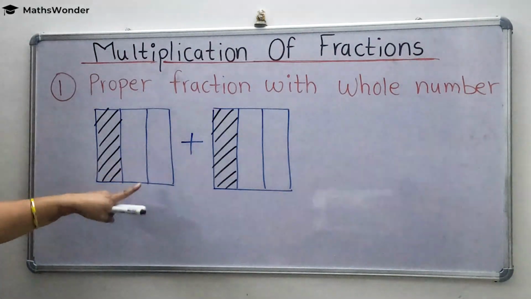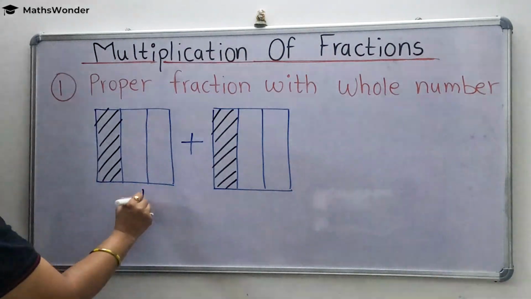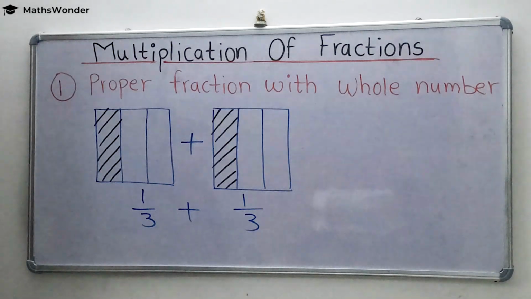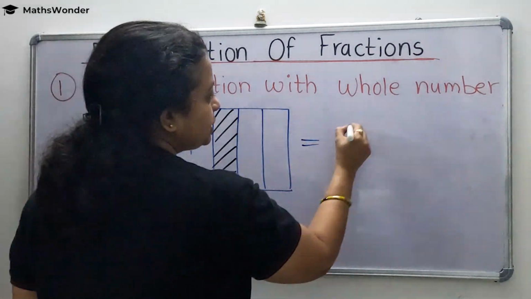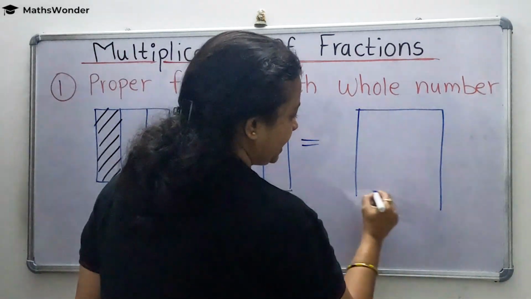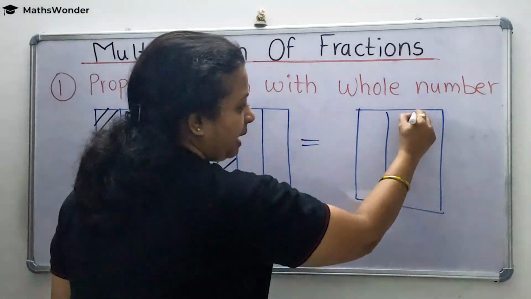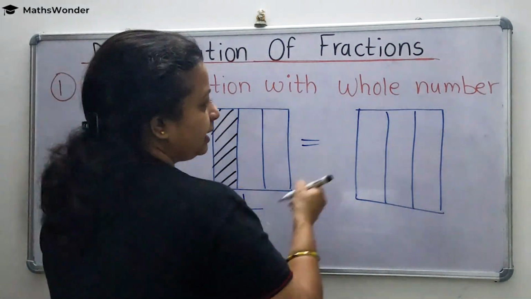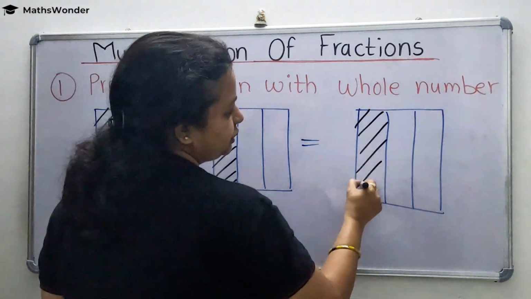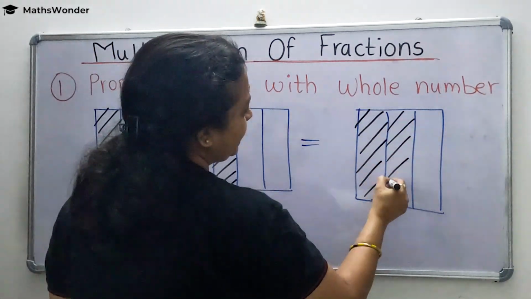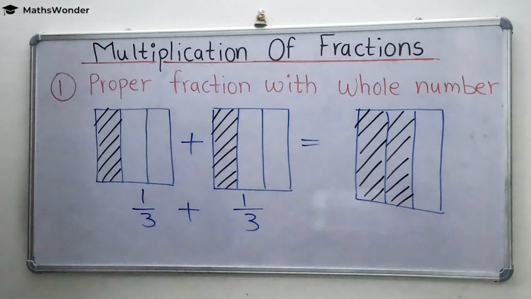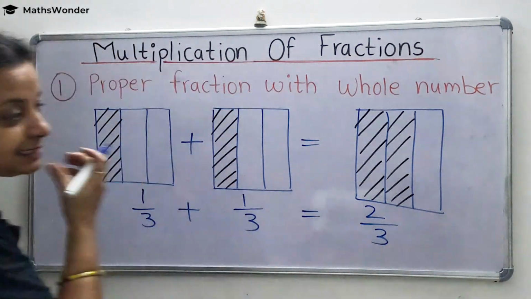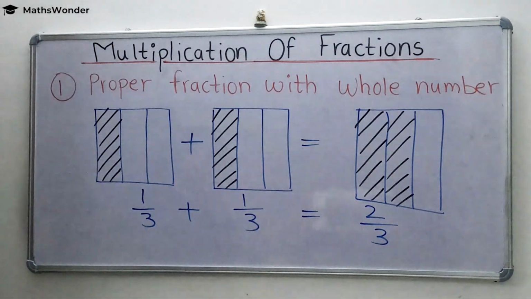How will you write it in fractions? 1/3, 2/3. This is also 1/3, right? What is the conclusion here? When we have shaded one part each and we add them, what will we get? Two shaded parts, because we are adding two shaded parts. The same concept applies in multiplication.